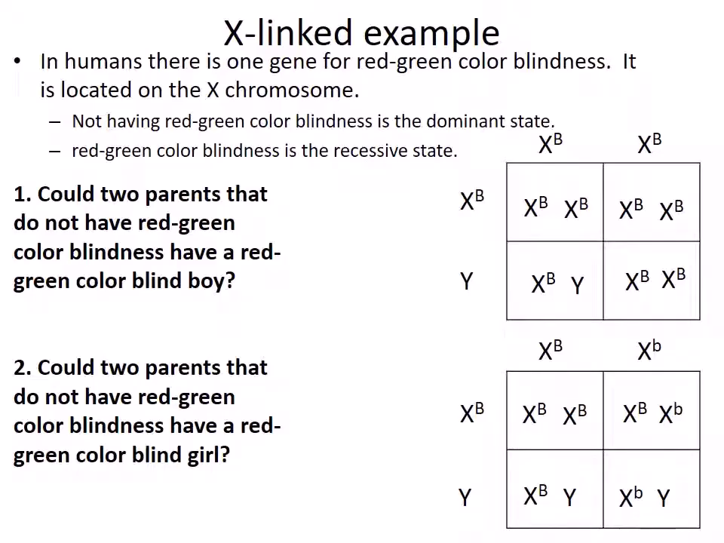The next question asks if we could have two parents that do not have red-green colorblindness, and if they could have a red-green colorblind girl. To get a red-green colorblind girl, we'd have to have X little b from her dad, and that's simply not possible if her dad is not colorblind, because she gets one X chromosome from the mom and one X chromosome from the dad.